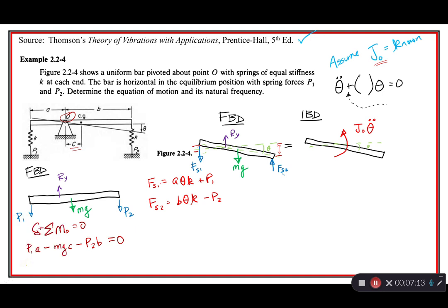It really seems to me like this is almost like an unnecessary step, but what do you do? I haven't used orange much, so we're going to use orange. So let's use the sum of the moments about O is equal to, what did I say? J. I'll just keep it this way. All right, okay.